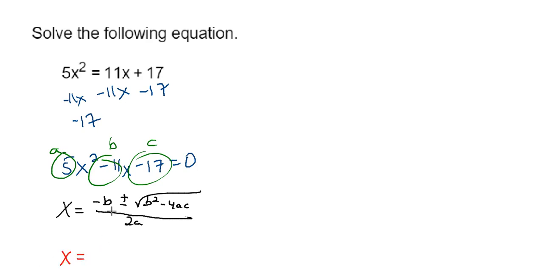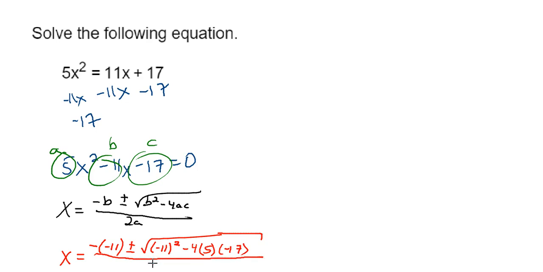We have x equals negative from the formula. B is negative 11. So again, you get the double negative. Plus or minus the square root of negative 11 squared. Use parentheses around that. Minus 4 times a, which is 5, times c, which is negative 17. The whole thing over 2 times a, which is 5. All right, and there's your solution.